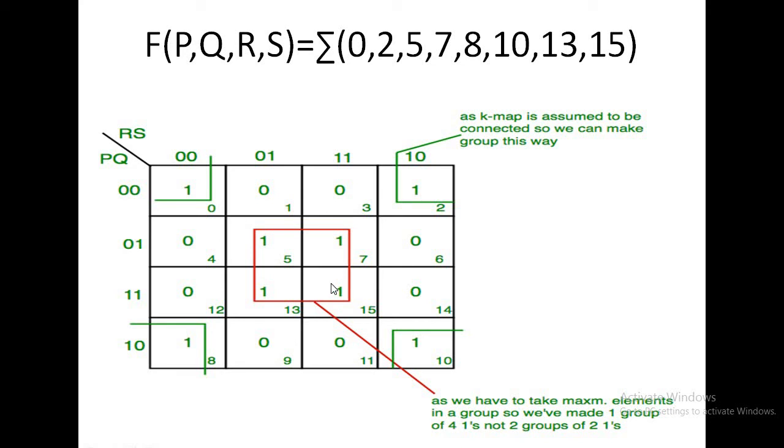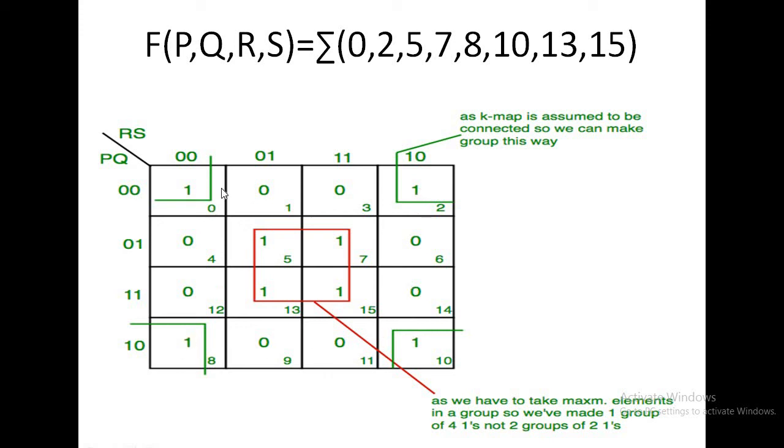Next, form the group as large as possible. See, here 4 ones are there. So these 4 ones can be combined in one group. As we have to take the maximum elements in a group, we have made one group of 4 ones, not two groups of 2 ones. Here 2 ones can be formed as one group, and these 2 ones can be formed as one group. But the rule is to take the maximum elements. So I can take these 4 ones as one group. And this corner 4 ones can be formed as one group.